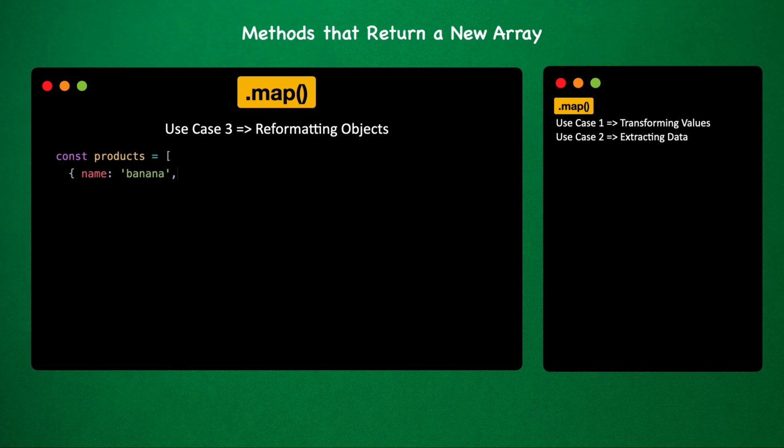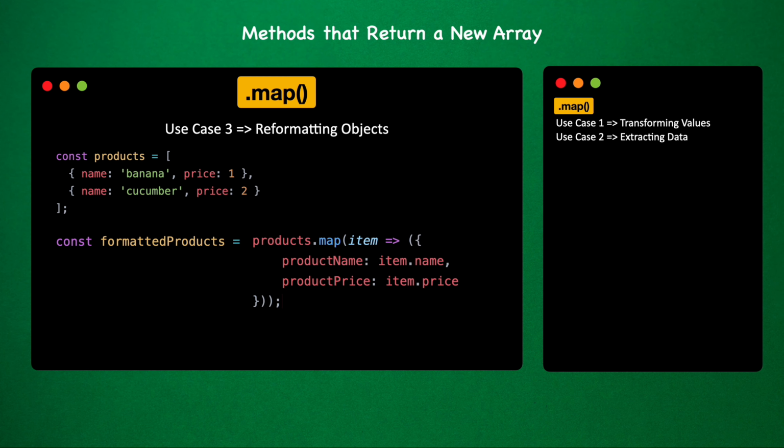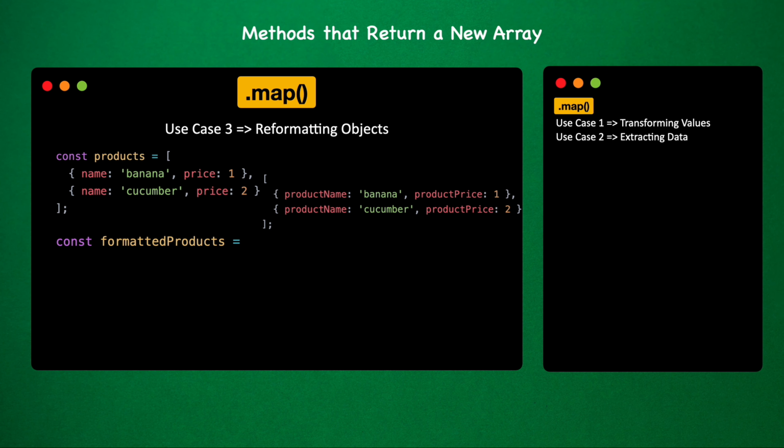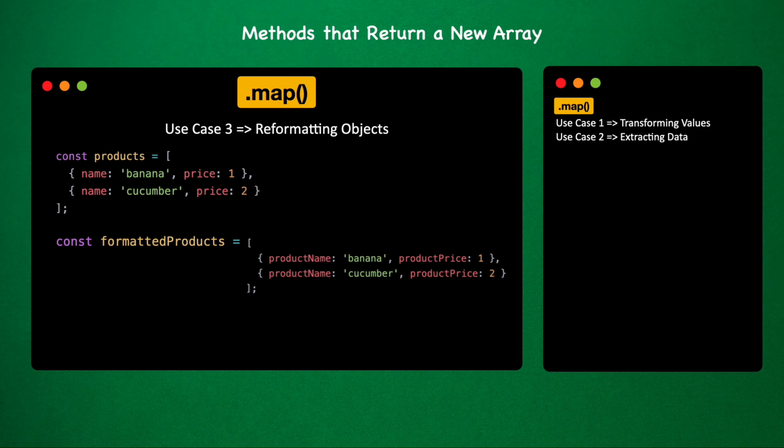Moving on, reformatting objects. Sometimes you need to reshape your data to fit your needs. We have an array called products that contains 2 objects. Each object has a name and a price property representing a product. Our goal is to create a new array called formattedProducts, where each product has a productName and a productPrice instead of just name and price. After the map method has finished its work, we end up with a new array, formattedProducts. This array has the same number of elements as the original, but each product object now follows our new format.